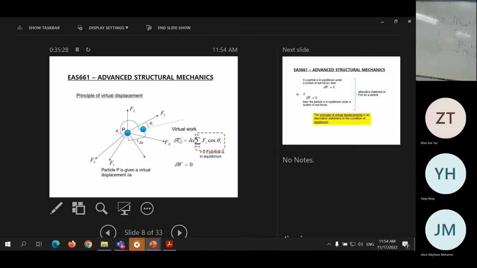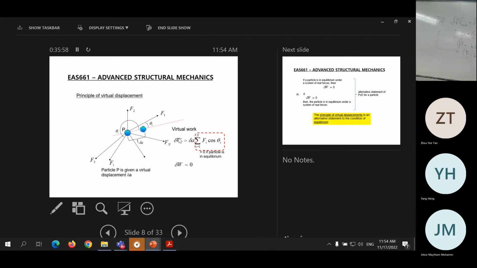And you can write that very nicely in a very compact way, no need to write it very long. It is given by these equations here, multiplied by delta A. Okay. So this is the virtual work done by all the forces when this particle is given a virtual displacement in these directions. So this direction can be anywhere.